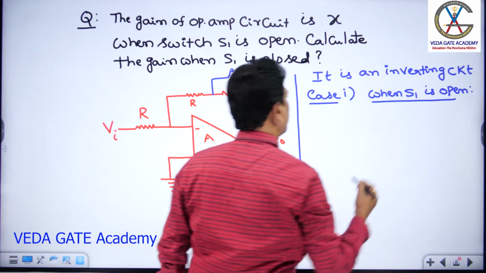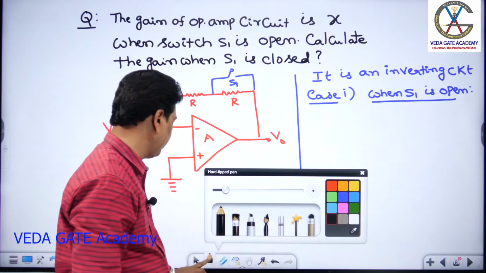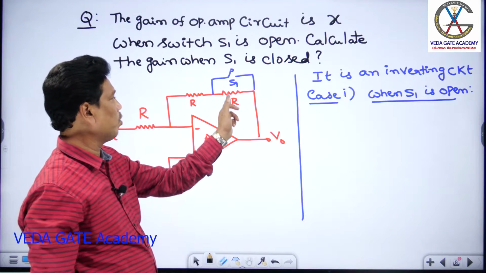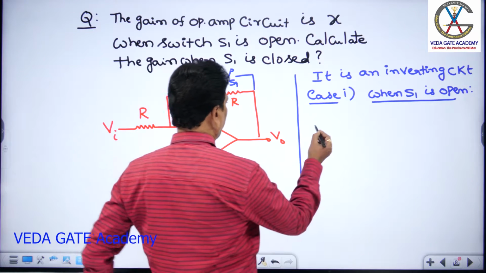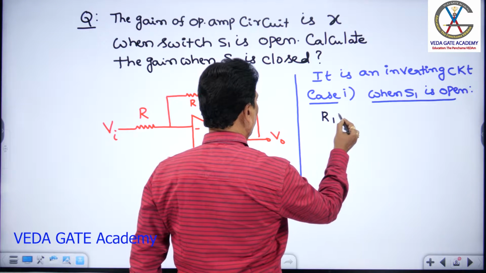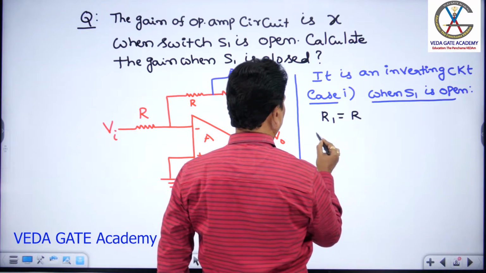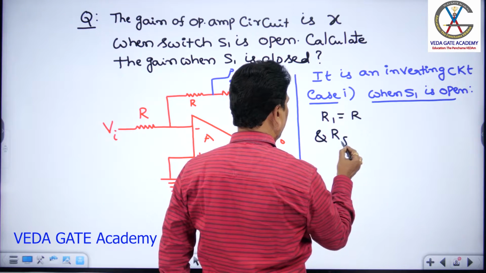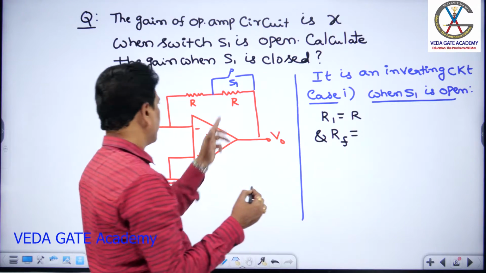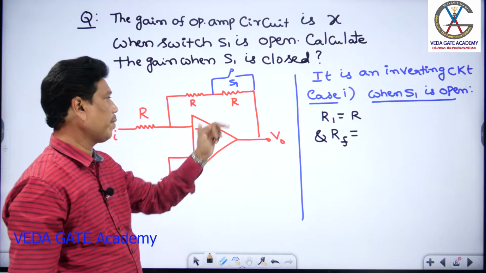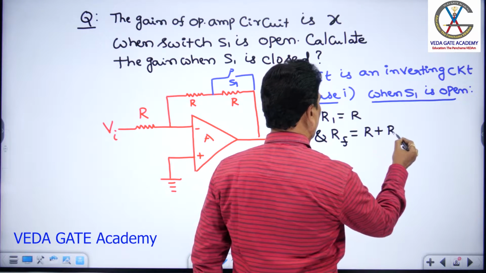Right. This case now I can take out when the switch S1 is open. Whatever the gain I can estimate now. If this S1 is open, this R is effective there. So you observe now, according to the condition, the input resistance R1 I can call equal to R, and this feedback resistance RF I can call. So whenever the switch S1 is open, this R is effective, then total resistance in the feedback path is R plus R, that becomes 2R.